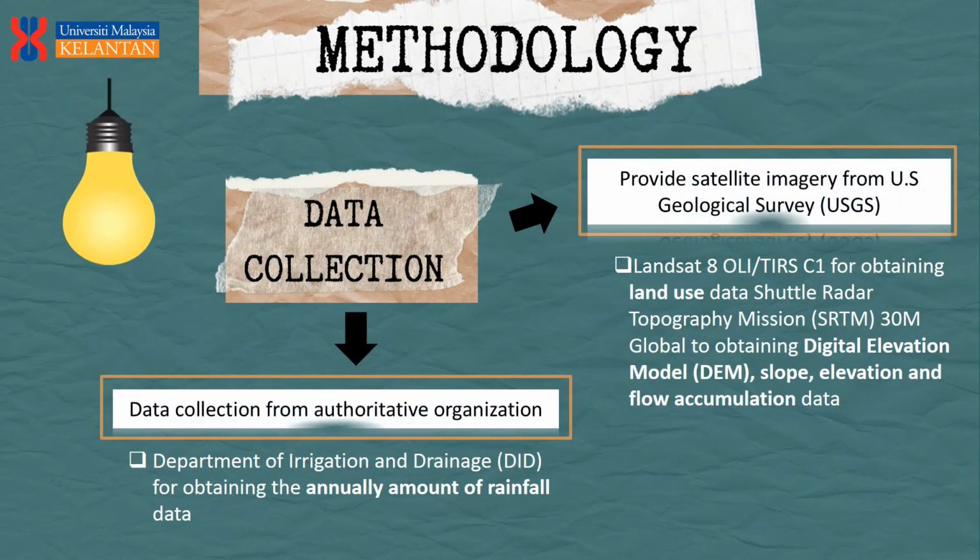In this study, only secondary data was acquired, involved in constructing a spatial database for the physical and climatic factors. The data were obtained from authoritative organizations such as the Department of Irrigation and Drainage (DID) for obtaining the annual amount of rainfall data in Pasir Mas. Besides, data were also acquired from online sources, from the US Geological Survey (USGS), for getting the satellite imagery.